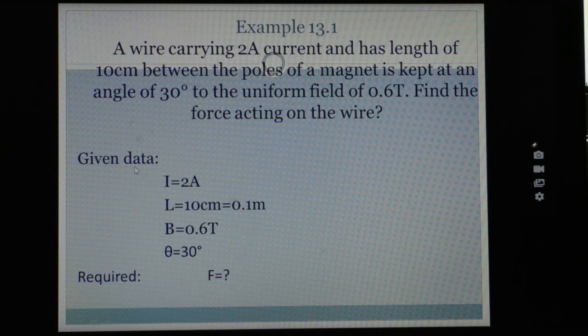First of all, we come to the data given. In the data given, what is 2 ampere? Yes, this is I, the current. And what is this 10 centimeter? Yes, L, the length of the conductor, 10 centimeter. Definitely we have to convert it into meter. For this purpose you will divide it by 100, that gives you 0.1 meters, and B is equal to 0.6 Tesla.